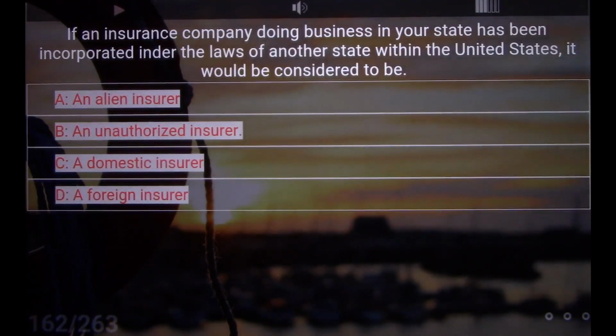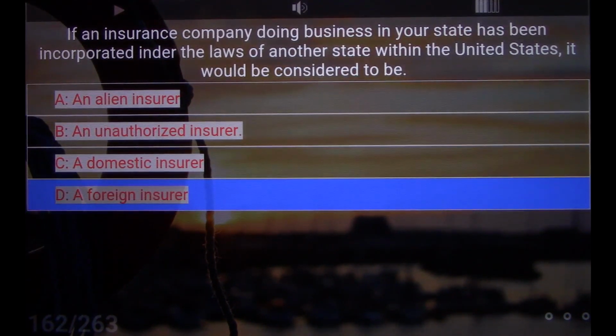If an insurance company doing business in your state has been incorporated under the laws of another state within the United States, it would be considered to be D. A foreign insurer.